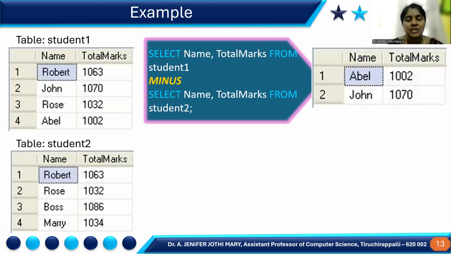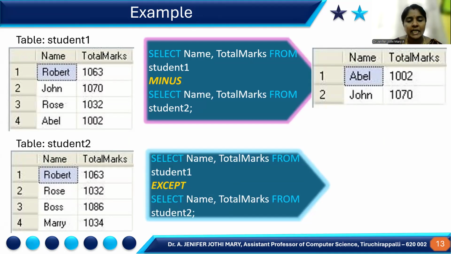So what is except? One more thing that we want to discuss is except. When we write A minus B, it shows the values of A which are not common to both A and B. Whereas for except, it shows the values from B which are not common to A and B.